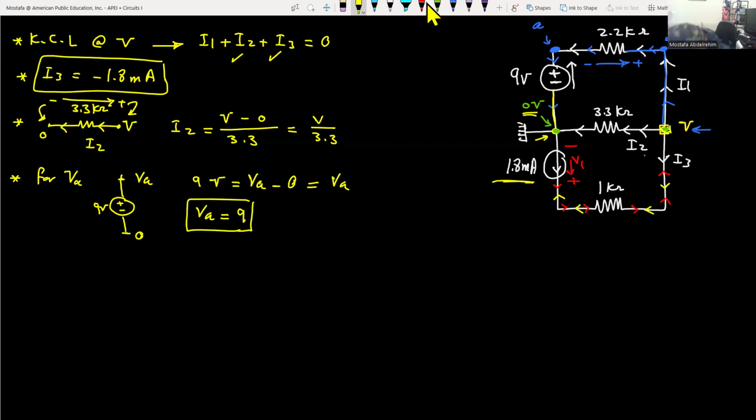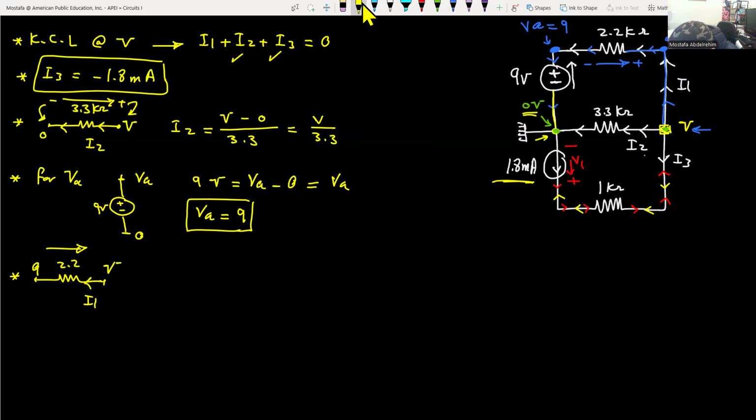Very nice. So we know VA is equal to 9 volt now. So let's draw that branch by itself. Here we have 2.2 kilo ohms. This point has a voltage V. This point has a voltage 9. And the I1 is flowing like that, and we assumed the voltage like that.